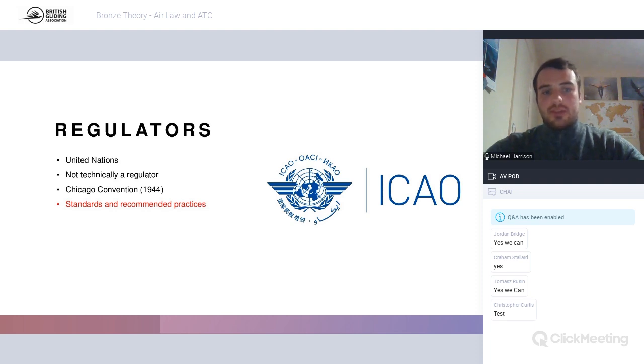Now, you'll notice I've put in red there standards and recommended practices, and I've written that they're not technically a regulator. That's because most of the stuff that ICAO produces is not legally binding. Their standards and recommended practices are exactly that, standards and recommended practices, which regulators try and follow. Having said that, you will see them mentioned in regulations, and they are extremely helpful in helping you to interpret the regulations.